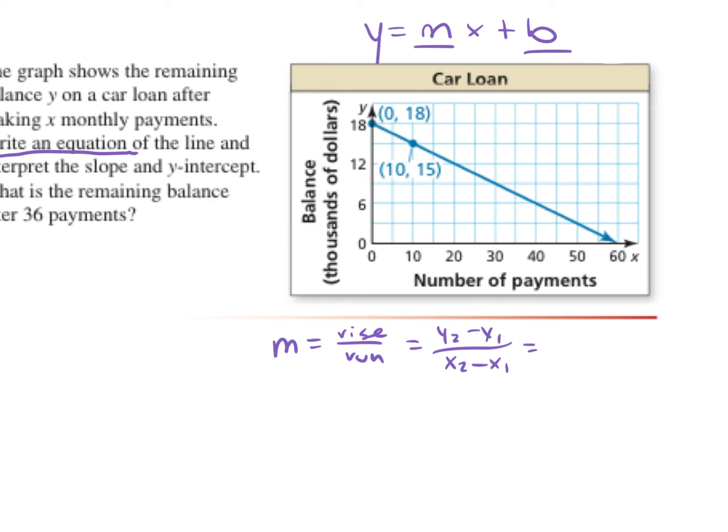If I said rise over run, I'm going down from 18 to 15. So I'm going down 3, so it'd be a minus 3 for my rise. And my run, I'm starting at 0 and going to the right 10. So negative 3 over 10. If you took these 2 points and plugged them into your formula, you'd have the same thing.